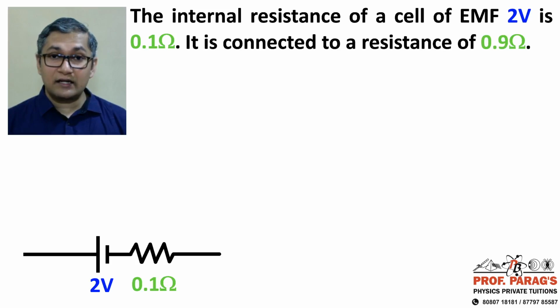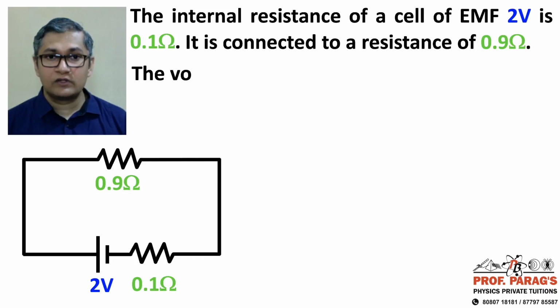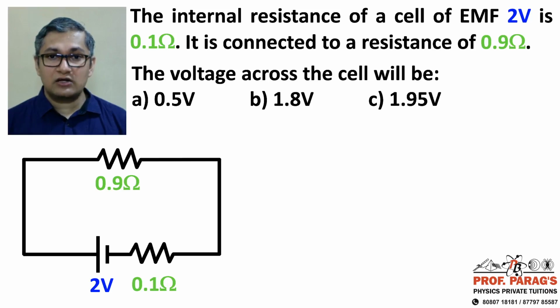Fine. Let's continue reading the question. They are saying it is connected to a resistor of 0.9 ohms. So that means there is an external resistance whose value is 0.9 ohms and it is connected. So let's just draw the connecting wires. Then the voltage across the cell will be... What they are asking me is the voltage across the cell. They are not asking for the voltage printed on the label. We already know that is the EMF, 2 volts. So what are they asking here? They are asking the PD.